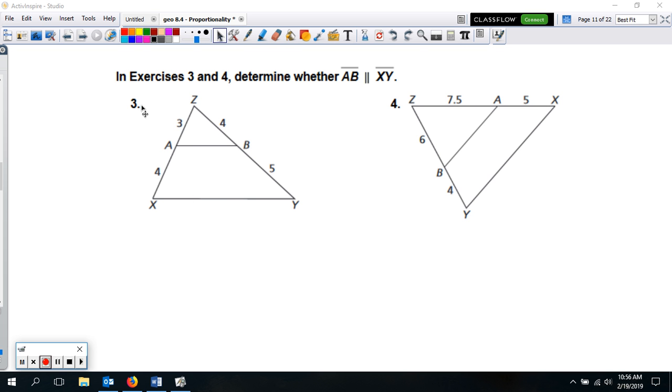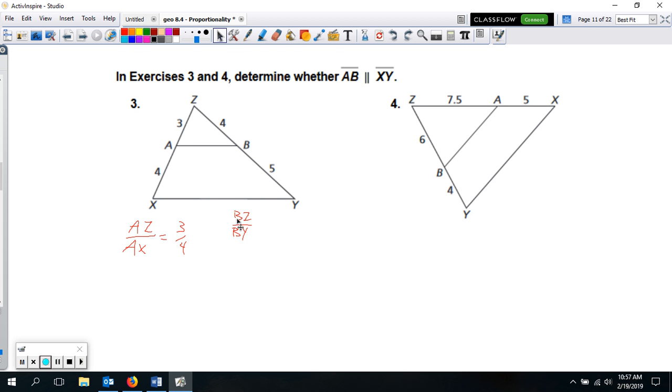So starting with number 3 here, we'll start with one side. We'll start with the AZ and the AX. So that's this side over here. So AZ over this piece right here, AX, so it's going to be 3 over 4. That's as reduced as we can get it. And then the other side we'll do on this side over here with the ZB and the BY. So BZ and BY, that's these two here.